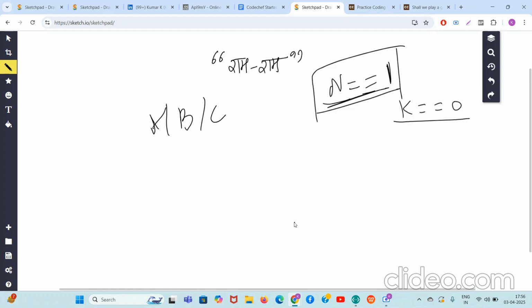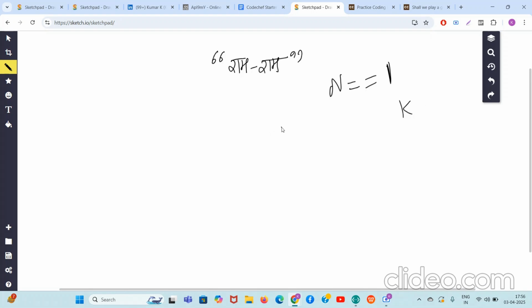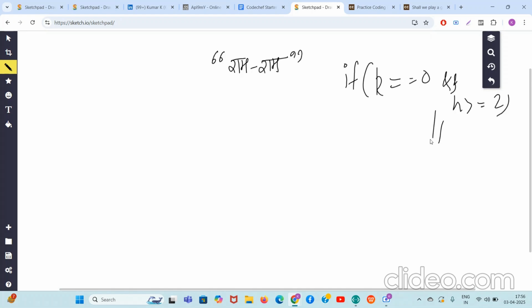If you have read this problem nicely, you must know that for n equal to 1, k equal to 0, the answer is always possible. But if they are saying in the question that k equal to 0 and n is greater than or equal to 2, the answer is never possible. Why? You must have read the question, you must be knowing what's happening.